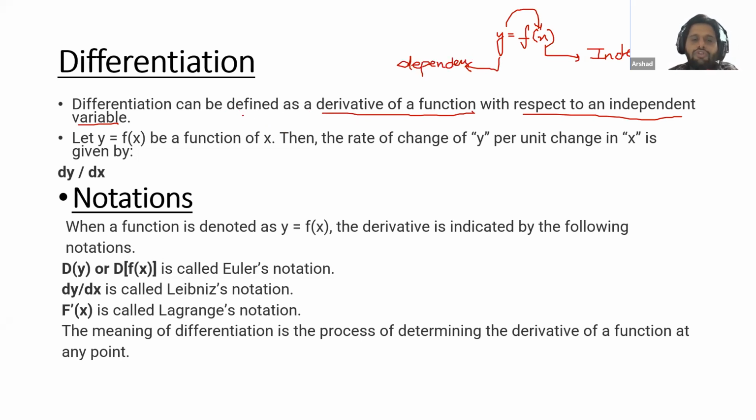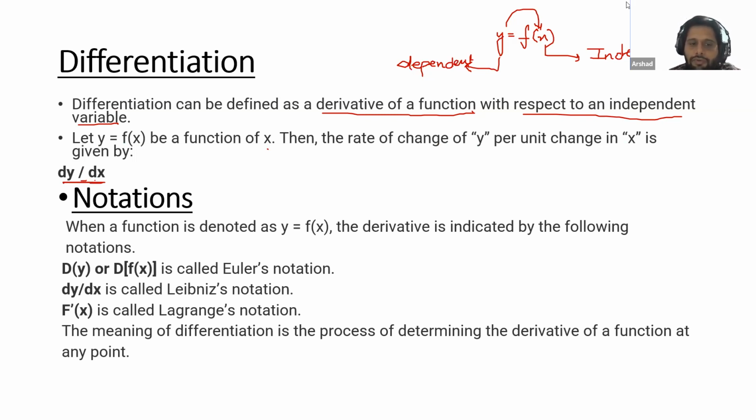So differentiation can be defined as the derivative of a function with respect to an independent variable. Let y equal f(x) be a function of x, then the rate of change of y per unit change in x is given by dy/dx. So what does this dy/dx denote? It denotes the rate of change of y with respect to x.